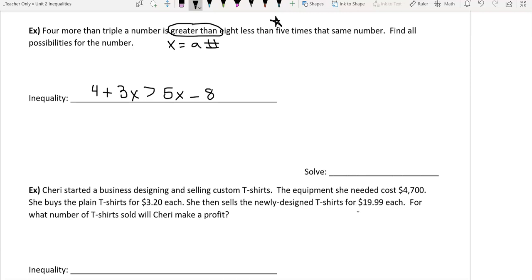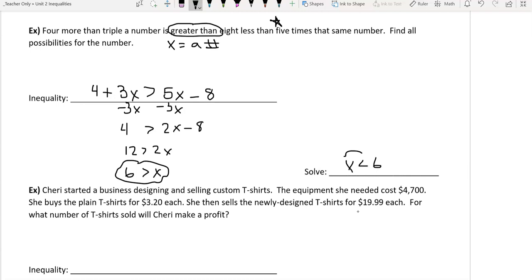So personally, I moved the 3x over here, just review from last Friday. So 2x minus 8, we still have greater than. 4 is greater than 2x minus 8, add 8 over here, and divide. So x and 6. So 6 is greater than x. We know that is one possible answer, but if you flip it, this one is also another answer. They're saying the same thing, okay?